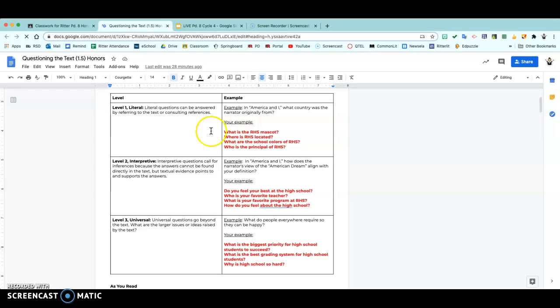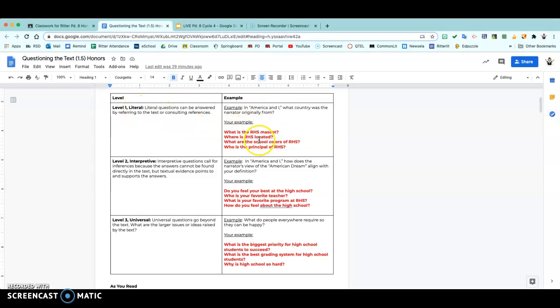that are written in red. Basically, these are levels of questioning that our textbook is going to be using throughout the year. The first one is literal. That is a question that can be answered with one correct answer, and that's an answer that you can find by pointing to it in a reference. So, for example, in the text America and I that you read, what country was the narrator originally from? So you can read not even the whole thing and say that she's from Russia because she straight out tells you that she came from Russia. That is a literal question.